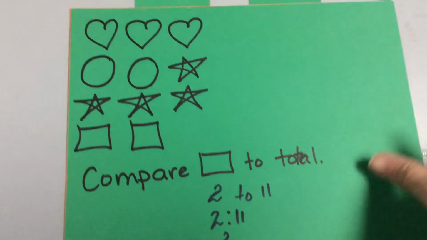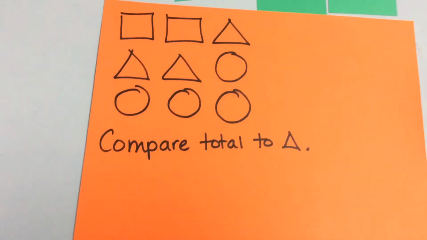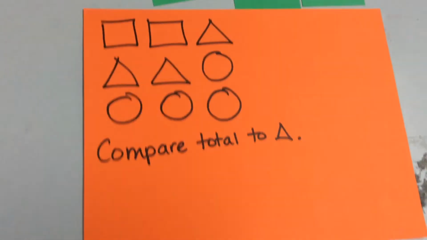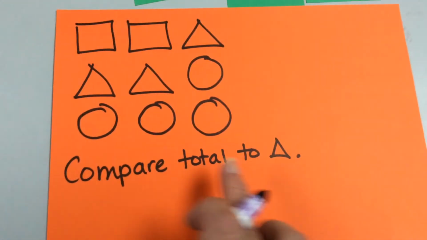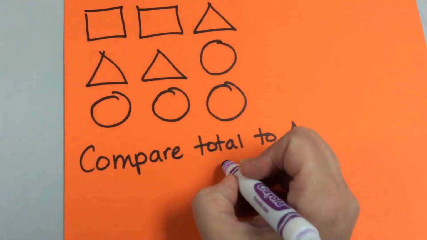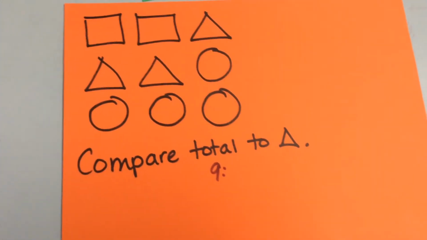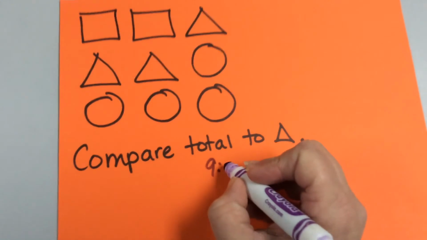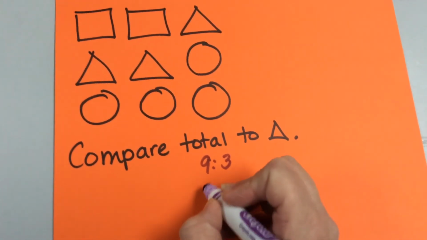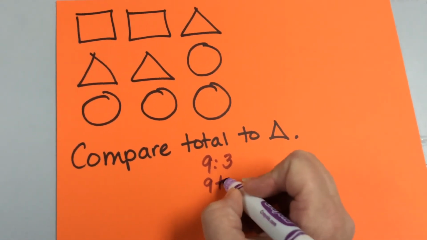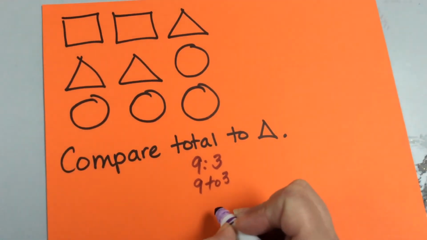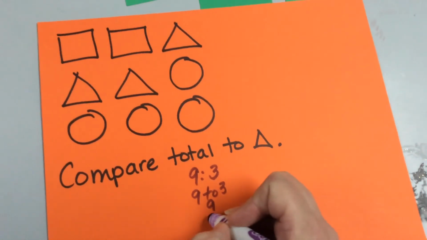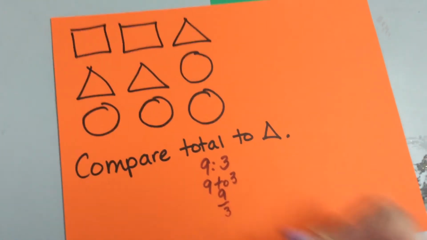Okay, now I'm going to switch it around and I'm going to compare the total first. So I have 9 objects up there, so the total is 9. And then how many of those were triangles? 9 to 3. All right, the other way to write it is 9 to 3, using the word to, and then as a fraction, 9 to 3.